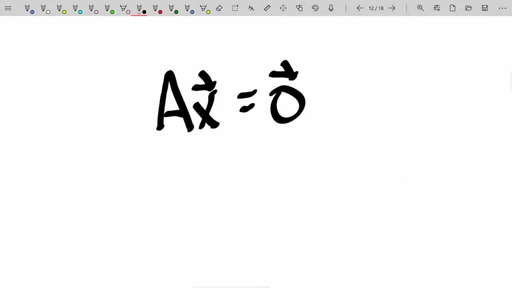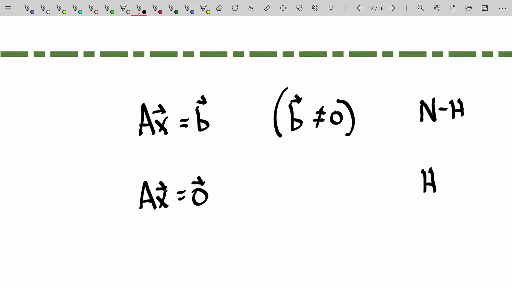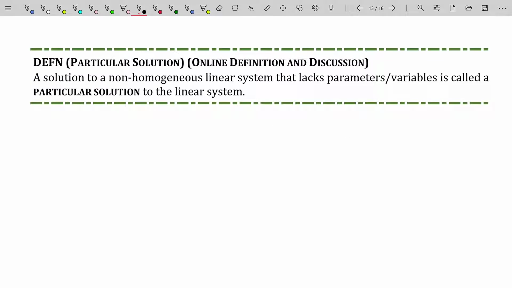Remember, the equation Ax = 0 always is consistent. It always has at least one solution, that's the trivial solution. Whereas a non-homogeneous system could be inconsistent. So obviously I can't just stop this video right there. There's just too much time left, right? Well, let's talk about the types of solutions for each of those systems.